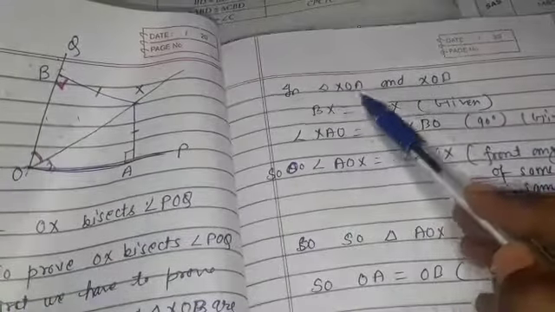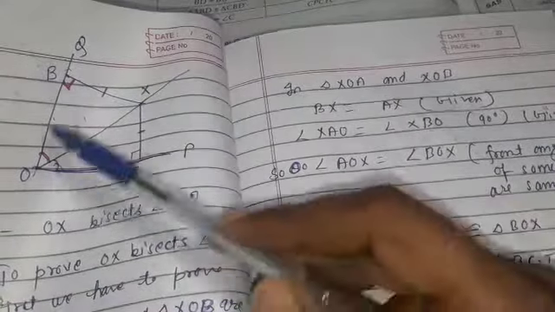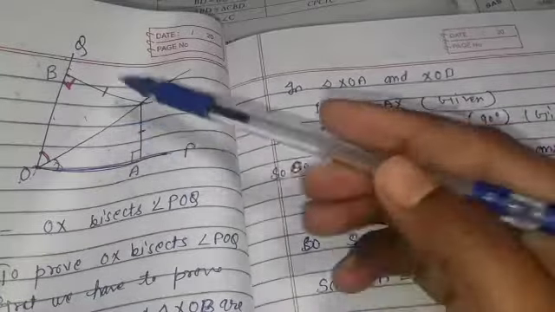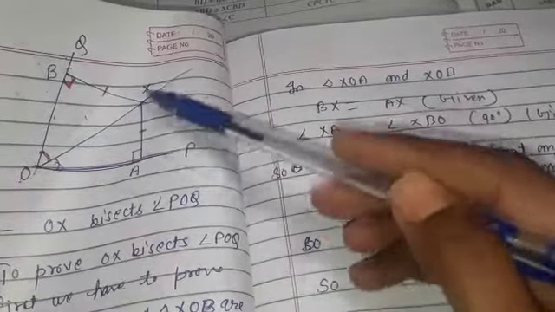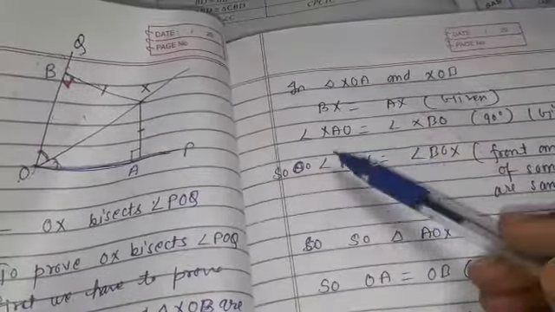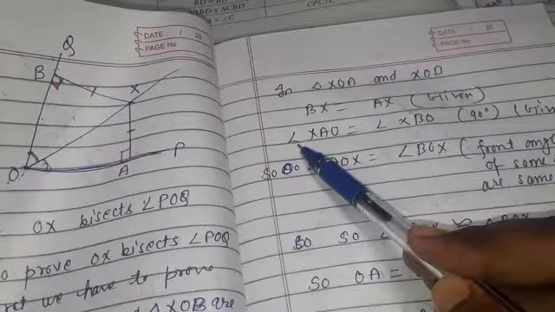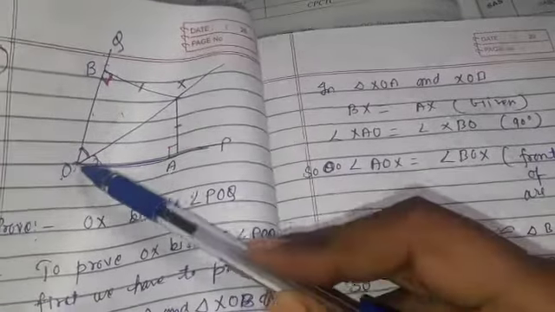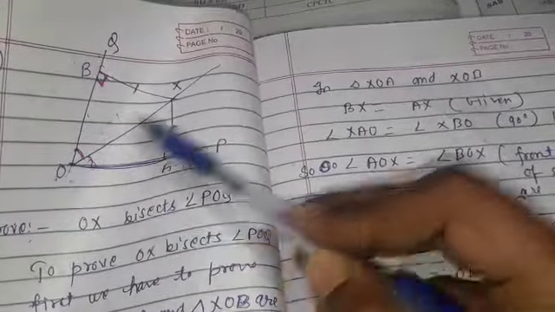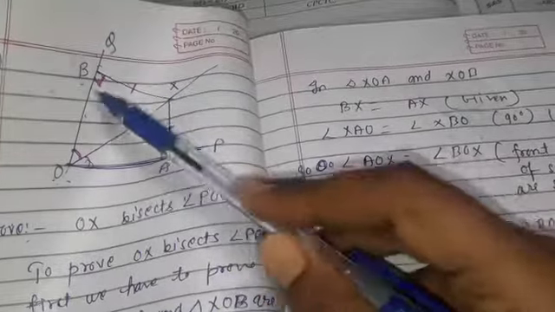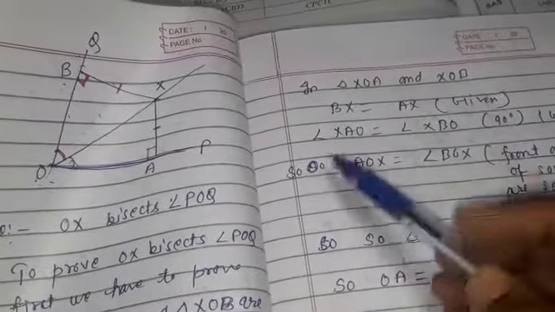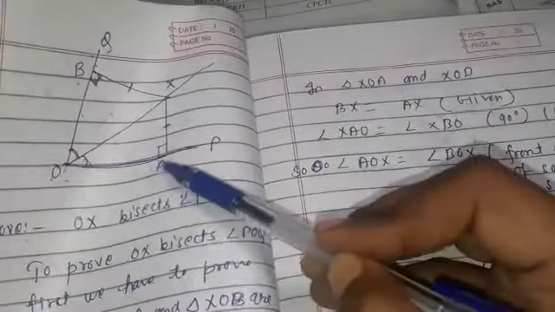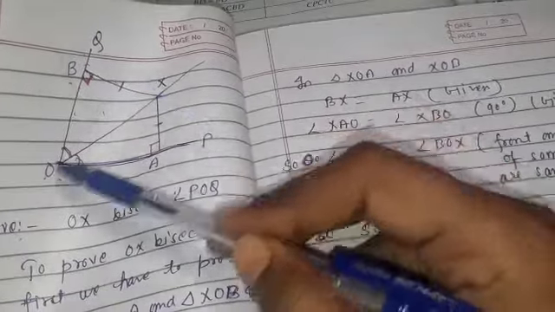So class, in triangle XOA and XOB, BX equal to AX, it's given that these two sides are equal. And angle XAO equal to angle XBO, that is equal to 90. Both are 90 degree, it's also given. So angle AOX equal to BOX.